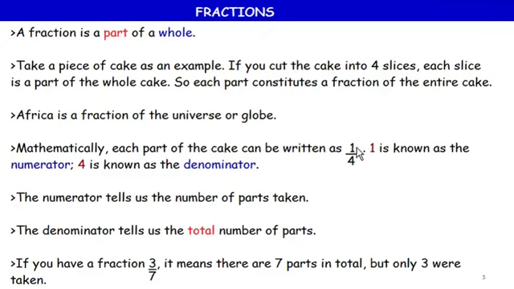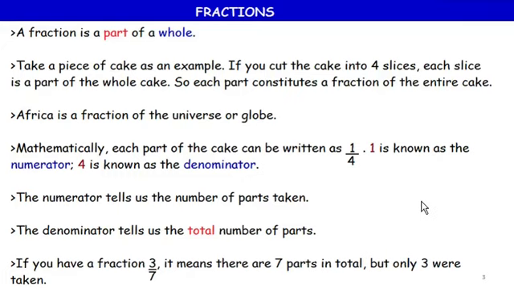Now the numerator tells us the number of parts taken, right? So assuming the cake is cut into 4 slices, and then I take 1, I'll write that as 1/4. So the 1 tells me the number of parts I've taken, and the 4, which is the denominator, tells me the total number of parts that constitute the entire cake.